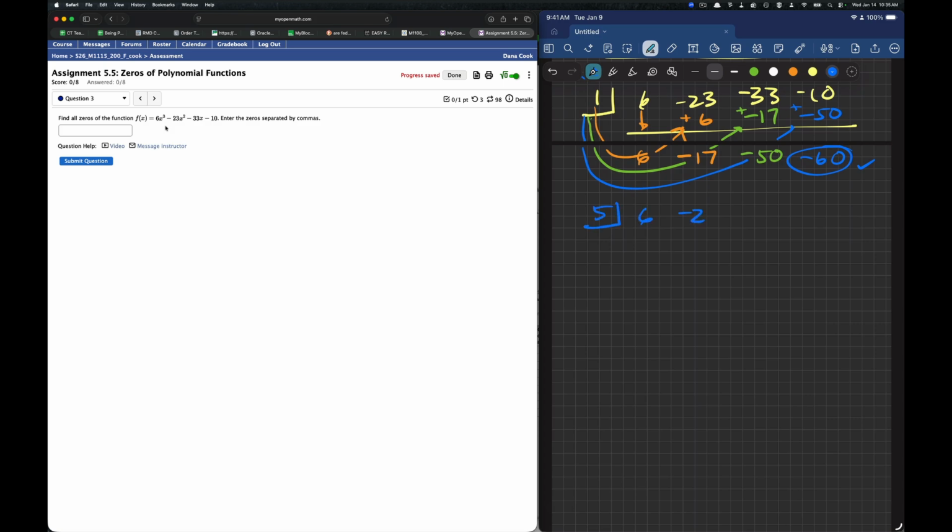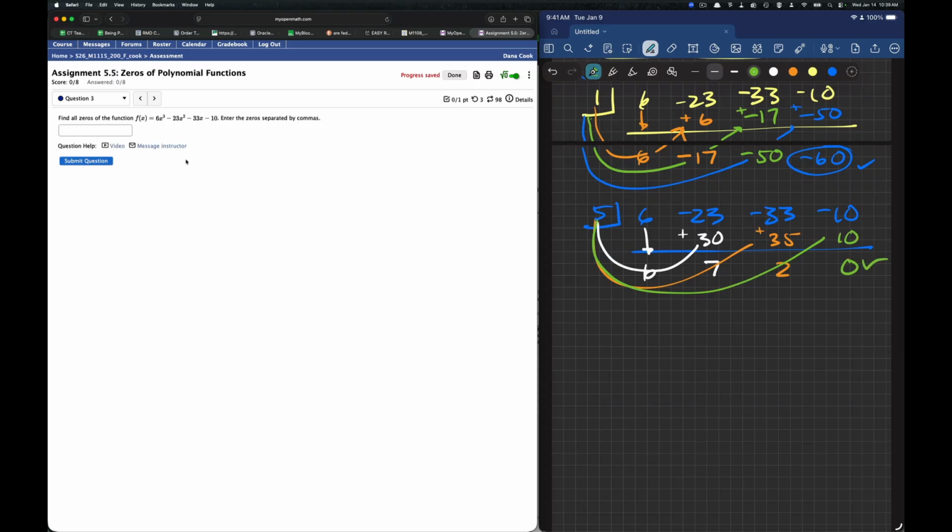6, negative 23, negative 33, negative 10. So 5 times 6 is 30. 30 minus 23 is 7, because remember we're adding this. 5 times 7 is 35. Remember we're adding. So 35 minus 33 is 2. And then lastly, 5 times 2 is 10, and 10 minus 10 is 0, and it works.